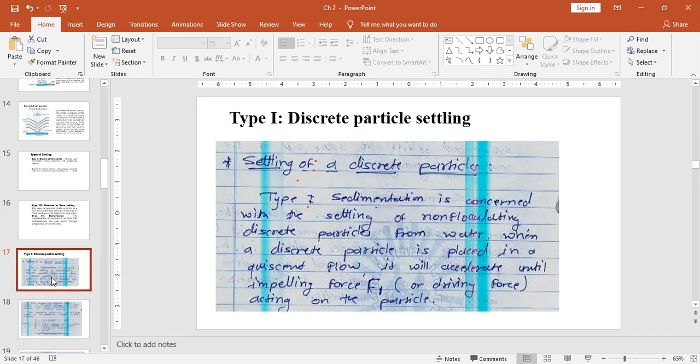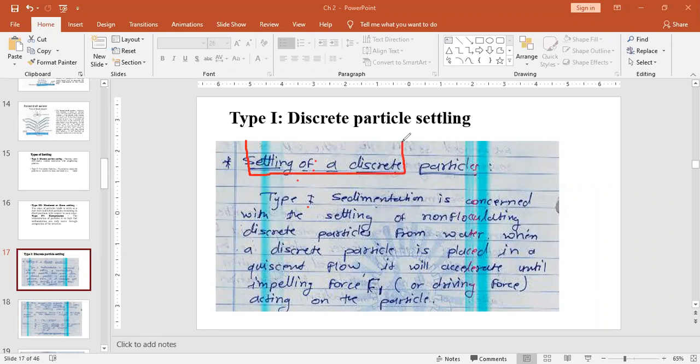You can see here discrete particle settling in type 1 sedimentation. Type 1 sedimentation is concerned with the settling of non-flocculent discrete particles from water. When a discrete particle is placed in a quiescent flow, it will accelerate until the impelling force F1 acting on the particle. It is very properly mentioned.